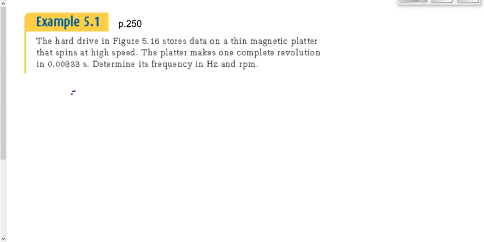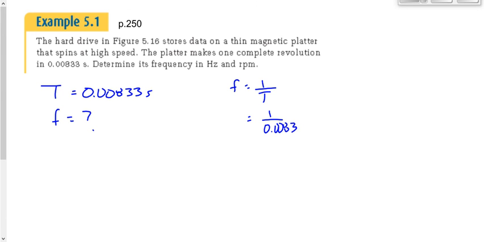So what do we got here? We've got something at 0.00833 seconds. What is that? One complete revolution in that amount of time. That'd be the period, the capital T. We want to solve for frequency, so let's solve for f. T is equal to 1 over f, or f is equal to 1 over T. All I need to do is take the inverse of that. I think when you do that, it works out to be 120 hertz, or 120 revolutions per second. Okay, that's the frequency in hertz.